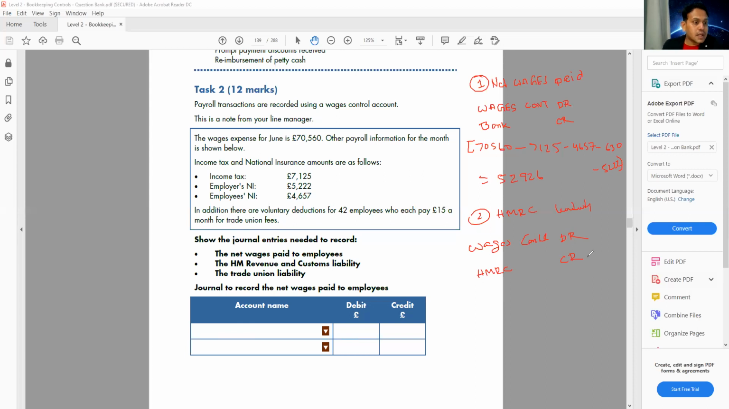And how much will be the amount? As it's been said, NI and the tax, isn't it? 2 national insurance, 1 tax. Remember, pension and the trade union never go to HMRC. Only 2 national insurance and 1 tax. These 3 go to HMRC. So if you add these 3 and tell me that, 17,004. Thank you, Banu. 17,004. Okay, thank you, Sharon. So let's move on to the next one.